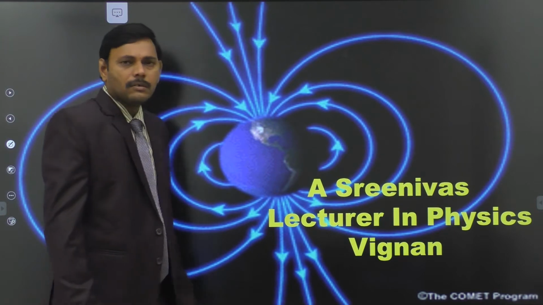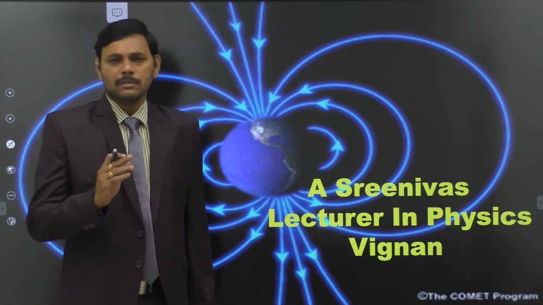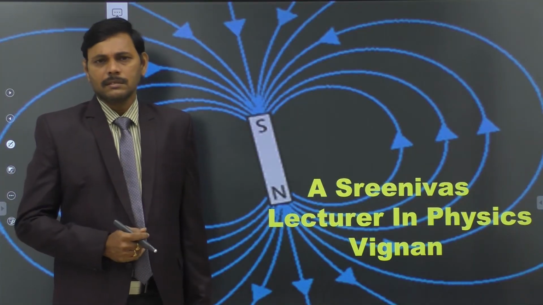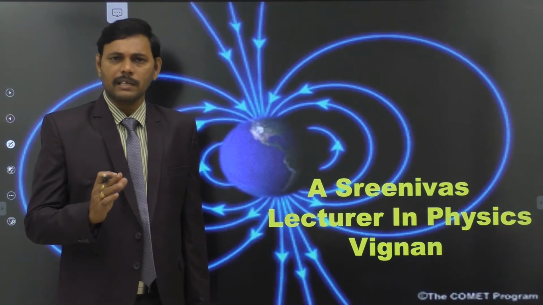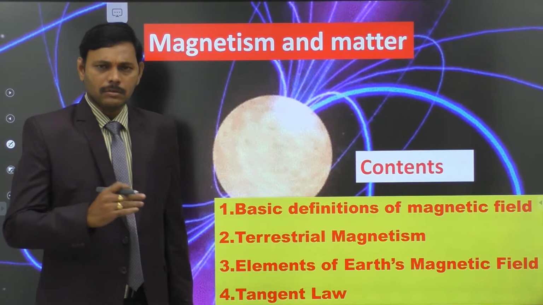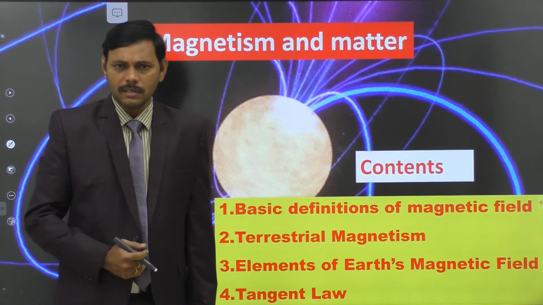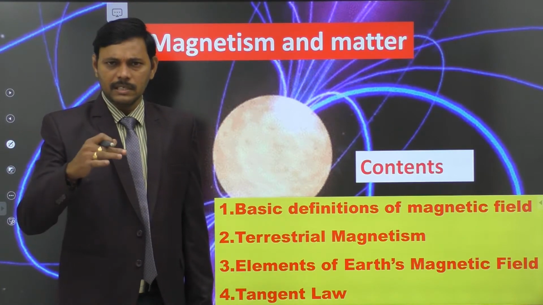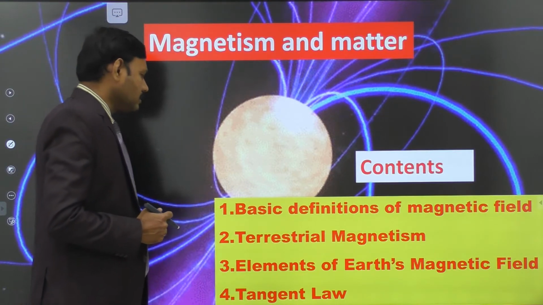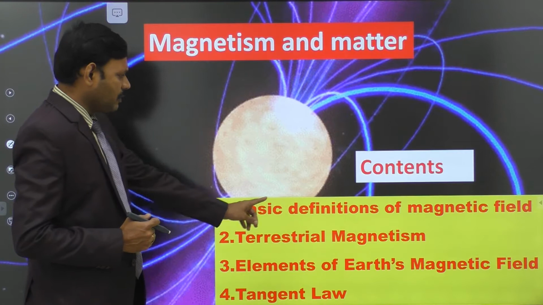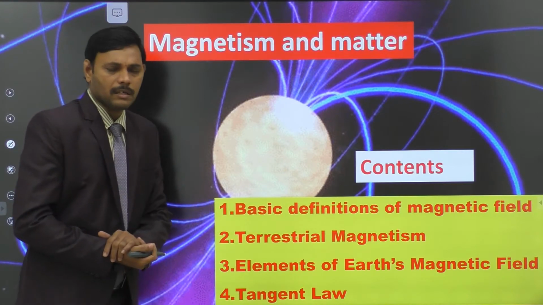Students, we are talking about magnetism and matter. Already we completed 3 videos of magnetism and matter. Now we continue our discussion in magnetism and matter. In this video particularly, we are going to talk about basic definitions of magnetic field.